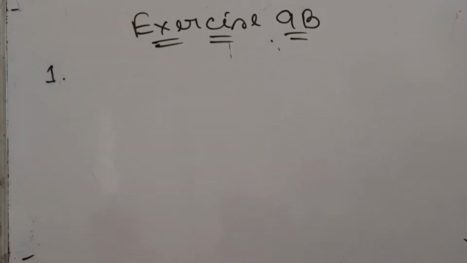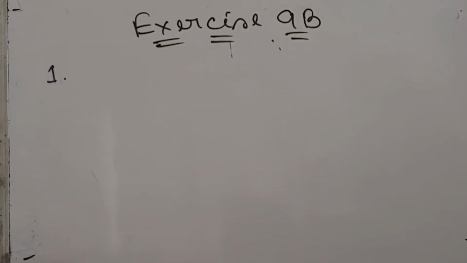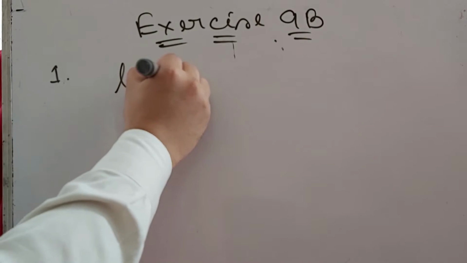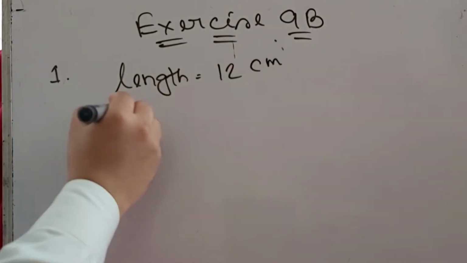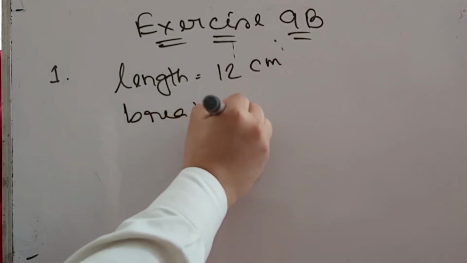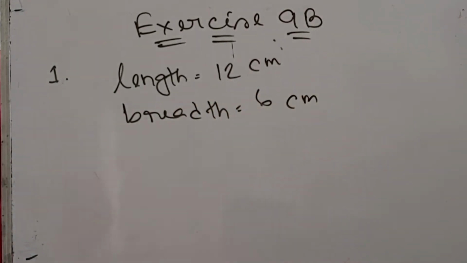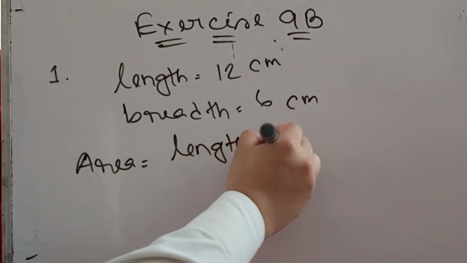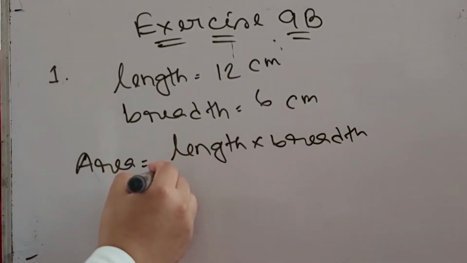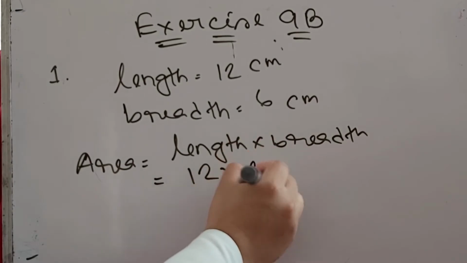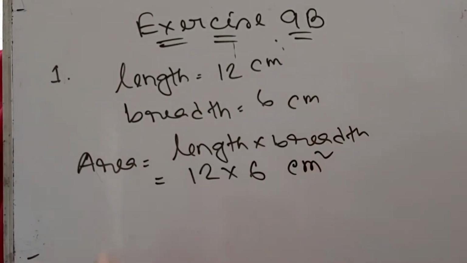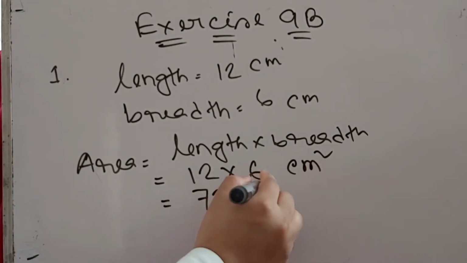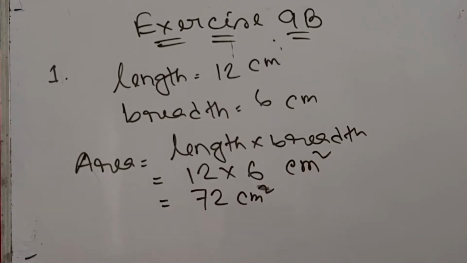9b number 1. Find the area of a rectangle 12 centimeter by 6 centimeter. So here length equal to 12 centimeter, and breadth equal to 6 centimeter. We already know that the area of a rectangle equals length into breadth. That means length equal to 12, breadth equal to 6. That means square centimeter or centimeter square. So 12 times 6, that is 72 square centimeter or centimeter square will be the answer of number 1.